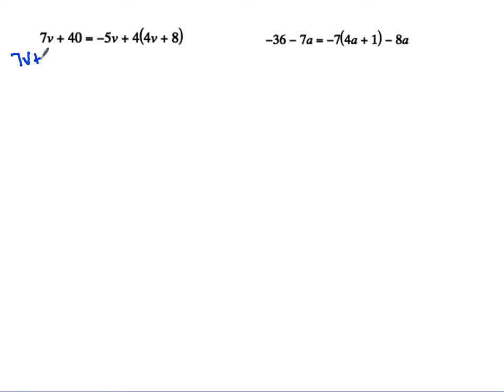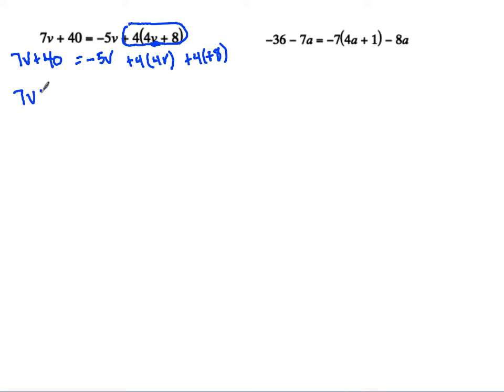7v plus 40. Nothing changes on the left side because there's no parentheses or anything over here. And it equals, and the only thing I'm looking at right now is just this part. Whoops. This part. I didn't circle the plus sign with 4. So this part right here is all I'm worried about. So the negative 5v stays the same. Then I would distribute the plus 4. It gets multiplied by 4v. And then I would have a plus 4 times that plus 8.